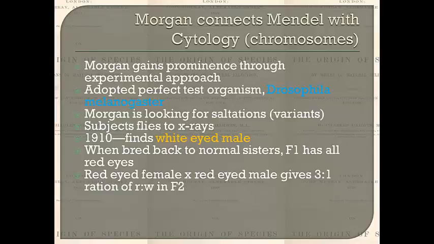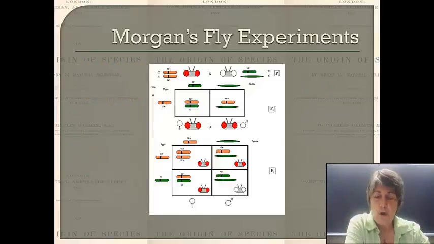He then, like Mendel, began doing breeding experiments. When he bred the white-eyed male back to a red-eyed, that is to say, normal sister, he found that all the resulting offspring had red eyes. But if he selected from the offspring of the white-eyed male and the red-eyed females a red-eyed female and a red-eyed male, he got a ratio of, wait for it, 3-to-1 red to white eyes in the second generation. So far, it sounds like a cross between two heterozygotes, right? Well, nope, that's not right.